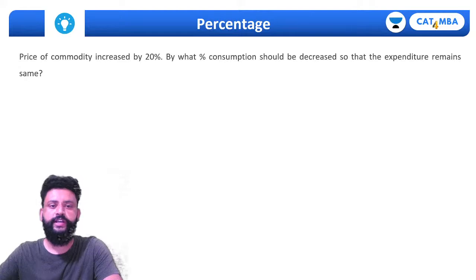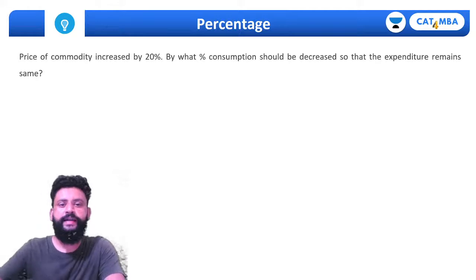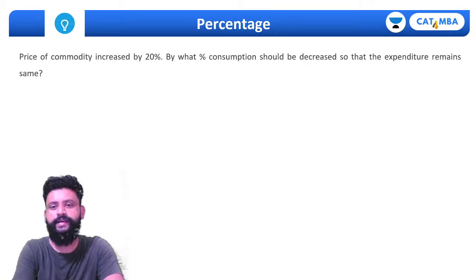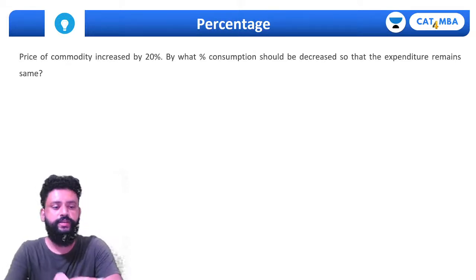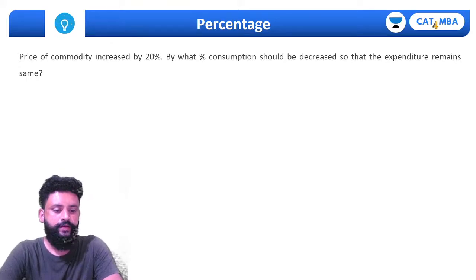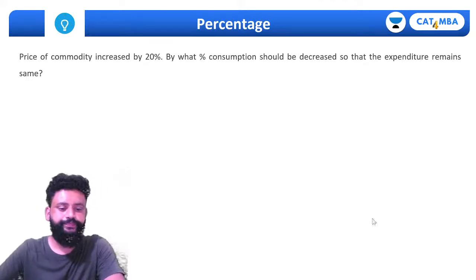Try this. The price of a commodity is increased by 20%. By what percent should consumption be decreased so that the expenditure remains the same? A very typical question from percentage. Okay, Satyaprakash, no issue.